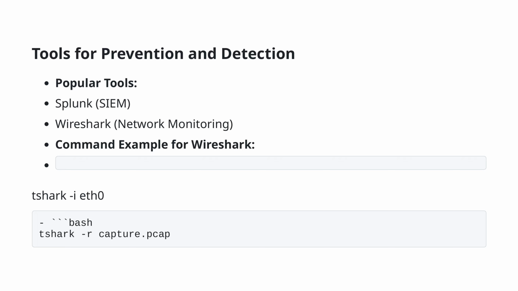For example, you can use the command tshark -i eth0 to capture live packet data from the eth0 interface. Similarly, the command tshark -r capture.pcap allows you to read and analyze saved capture files. By integrating these tools into your cybersecurity strategy, you can significantly enhance your ability to prevent and detect potential data breaches effectively.